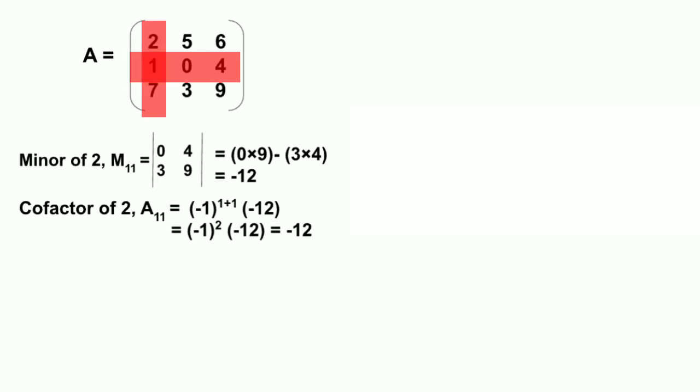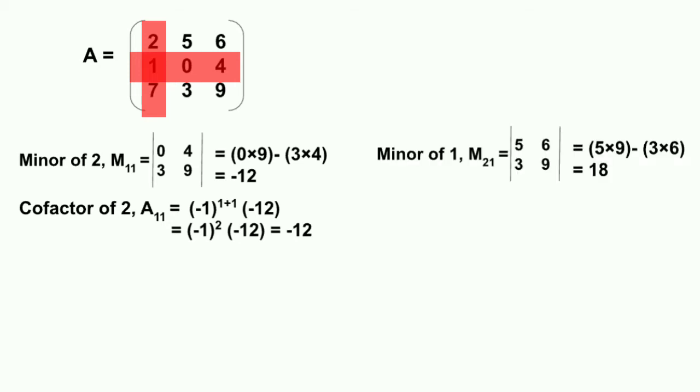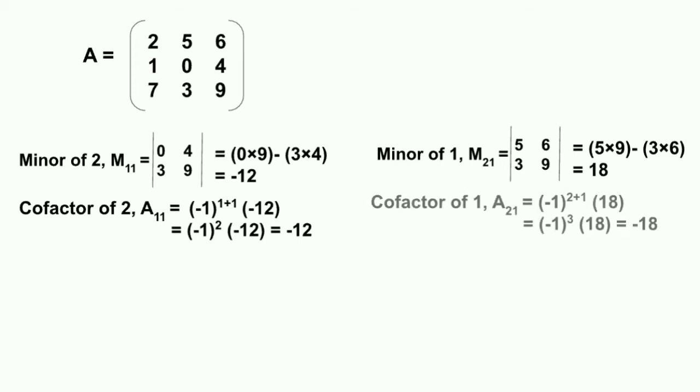Now we will find the minor of 1. So we have to neglect these elements. By taking the remaining elements, we will get the minor of 1 as 18. The row number of 1 is 2 and the column number of 1 is 1. So the cofactor of 1 will be -1 to the power 2 plus 1, or -1 to the power 3, into 18. -1 cubed is equal to -1. So the cofactor of 1 is equal to -18.